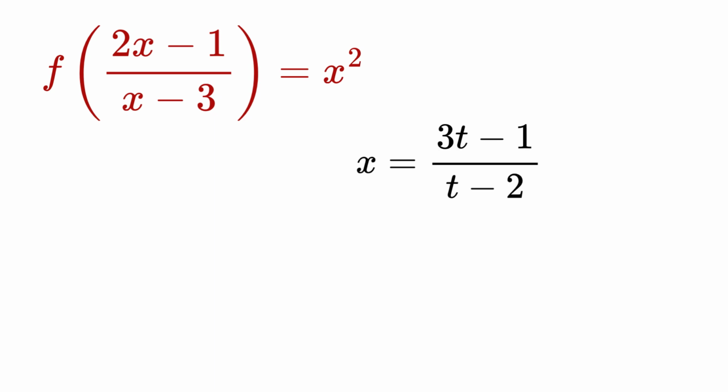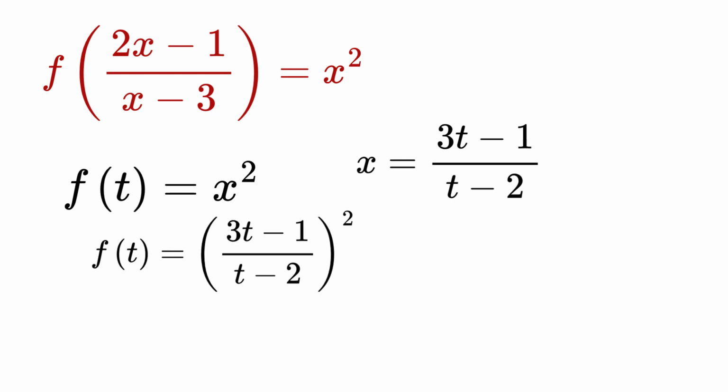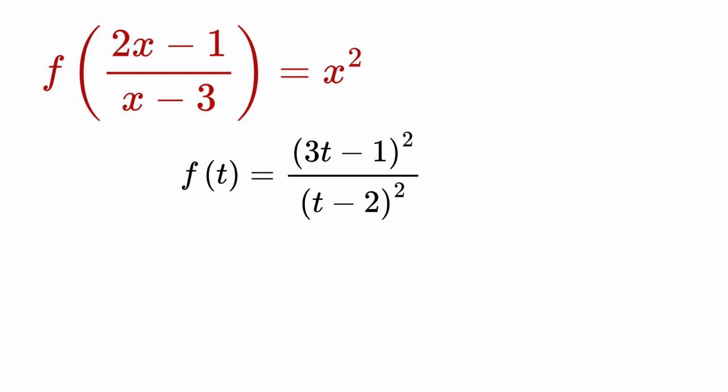(t minus 2). So now we have the x value completely in terms of t, so now we have to go back to the original function f of t. We already know the left side function is f of t and the right side is x square. So now substitute the x value over here. Then we write f of t is equal to (3t minus 1) whole square by (t minus 2) whole square.